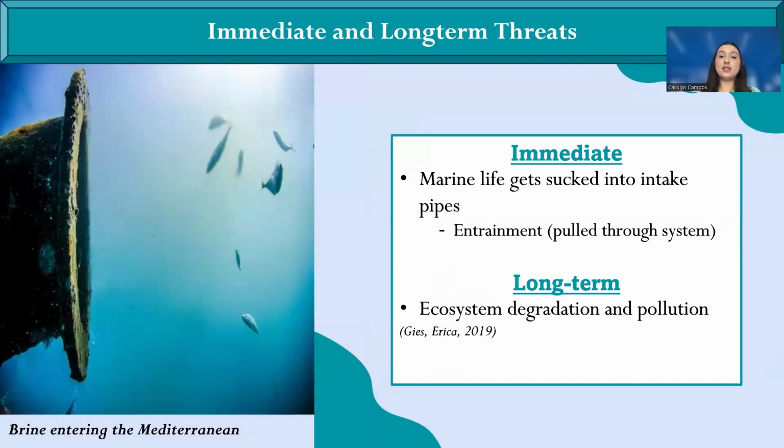The immediate threats to marine life include organisms from plankton to large fish getting entrained into the intake systems of desalination plants. For long-term threats, the brine gets pumped back out and sinks to the seafloor. This depletes oxygen and creates a hypersaline condition that most organisms can't survive.